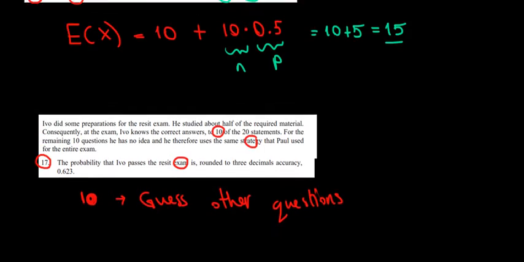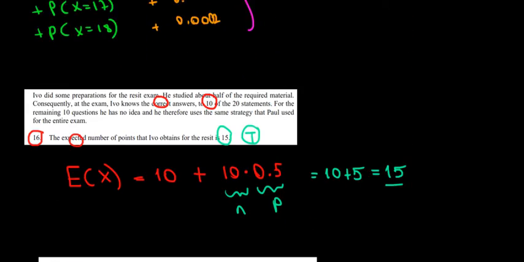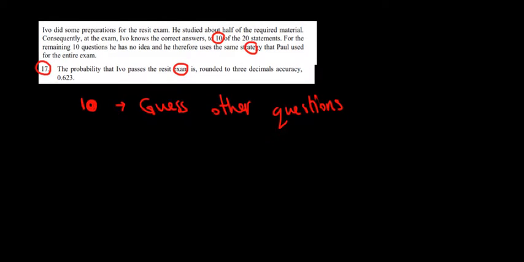He knows for sure the answers to 10 questions, meaning he's using the strategy of guessing only for the remaining 10 questions. So he needs to guess other questions. Now, how much does he have to guess? Let's go back to the question, because that was given all the way here. To pass the exam, 15 points are required. So that means that Ivo has to guess at least 5 more questions, because 10 is already in his pocket, meaning that he has to guess at least 5 more questions.